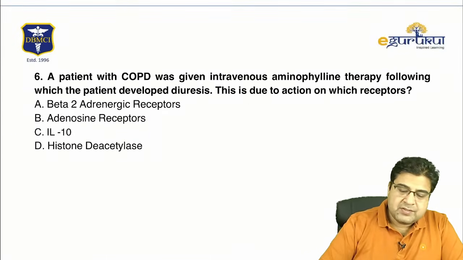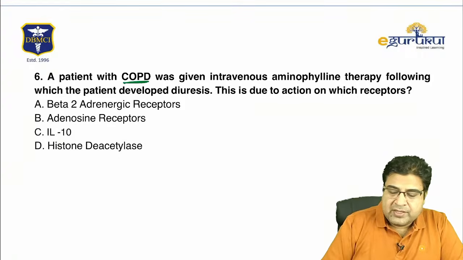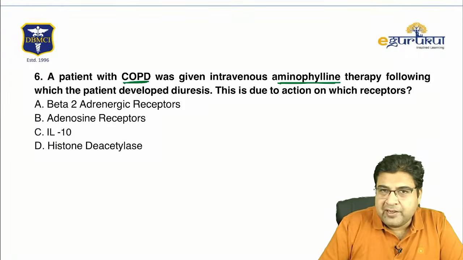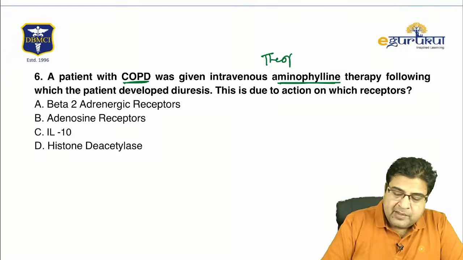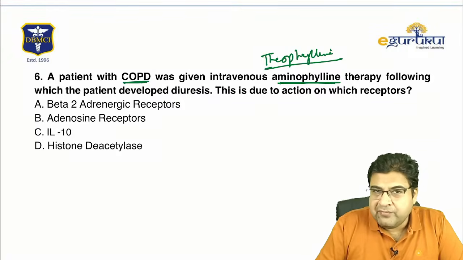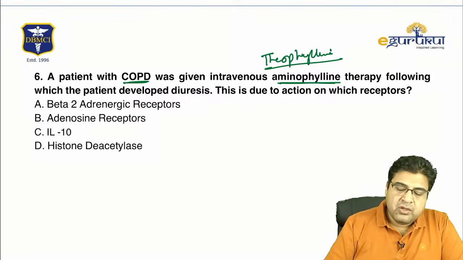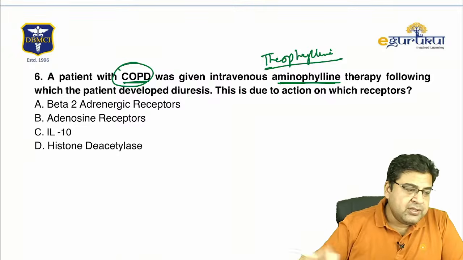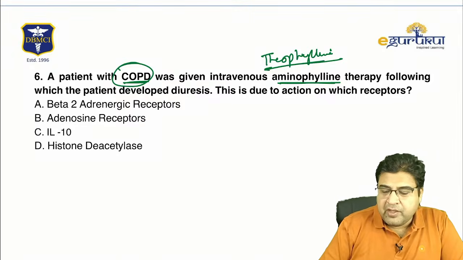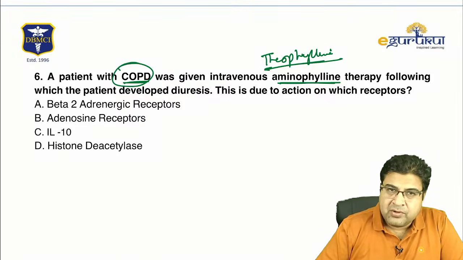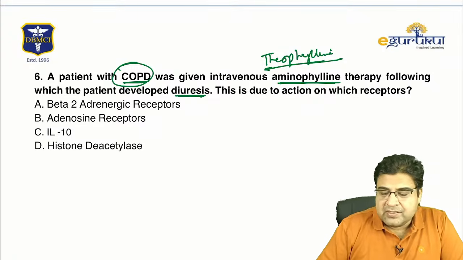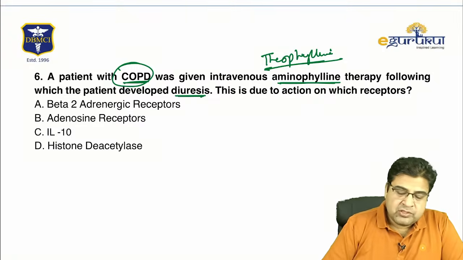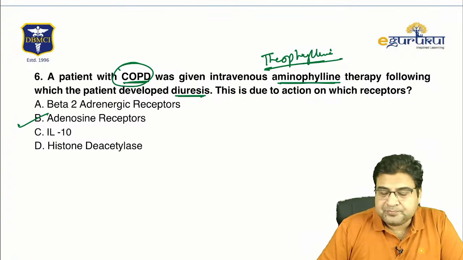Now, question number 6. A patient of COPD was given intravenous aminophylline. Guys, what is aminophylline? Aminophylline is a water-soluble form of theophylline, which is given by IV route during an acute emergency, like during the acute attack of COPD. The patient has developed diuresis. Now, this is due to which action? The action is due to the adenosine receptor.